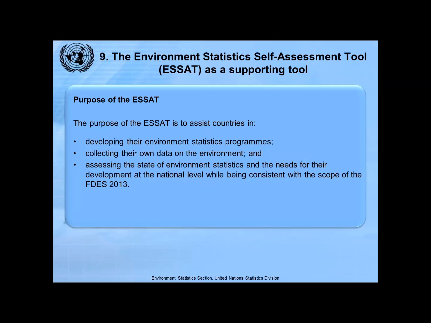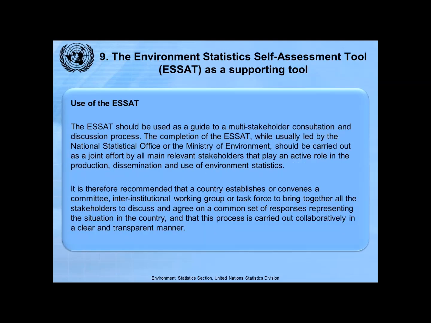And the asset should be used in a multi-stakeholder consultation. So we encourage the statistical office and the Ministry of Environment to play the lead role and include all main relevant stakeholders, and establish or convene a committee or working group to bring them all together to discuss and agree on a common set of responses, which represents the overall country response.